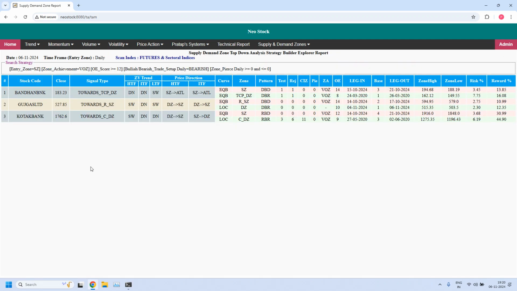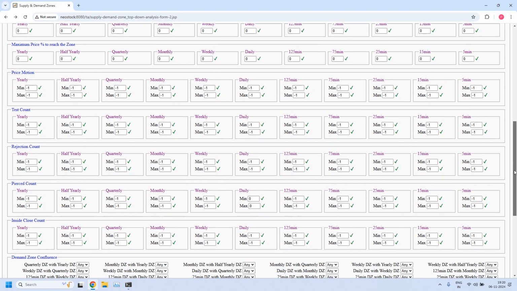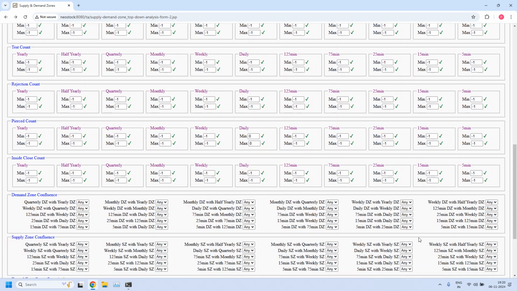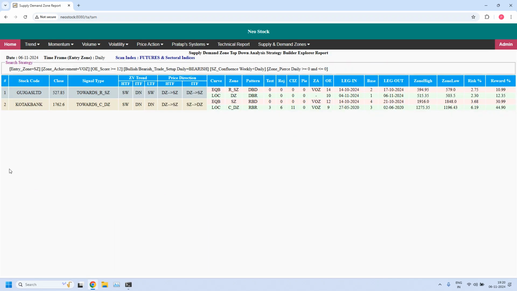Now we got 3 stocks. These 3 stocks are currently supporting bearish trade setup for monthly income trade, and the entry time frame is the daily supply zone. In these 3 daily supply zones, there could be high probability setup stocks available. First let us verify based on ITF confluence, LTF and ITF supply zone confluence. That is, the daily supply zone with weekly supply zone confluence filter is enabled. With this filter, we got 2 stocks.